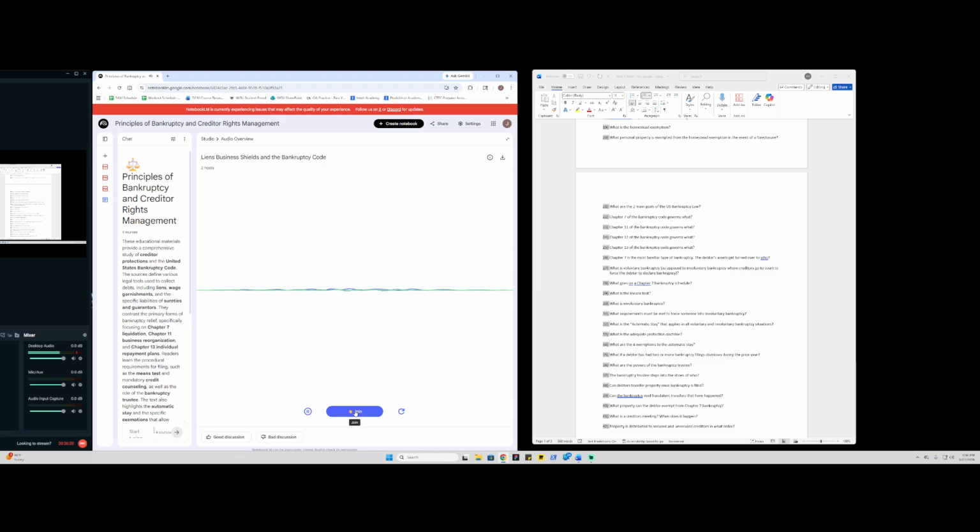What's fascinating here is how that connects to other protections. That's right, because the homestead exemption is for real property. But there are other exemptions for personal property.